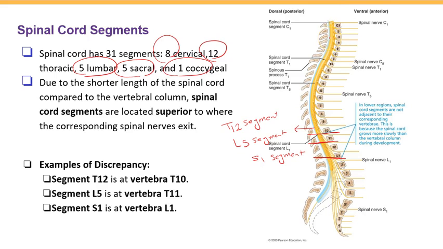So as you can see, for example, here we have the spinal cord segment C1, which is adjacent to the corresponding vertebrae, like C1 vertebrae, C2 segment adjacent to the C2. But when we go down in the lower region, the spinal cord segments are not adjacent to their corresponding vertebrae. That's because the spinal cord grows more slowly than the vertebral column during development. So then we will see here we have the L1 vertebrae, but the S1 segment is going to be found here. And finally, the spinal cord ends here at the level of L1, L2.